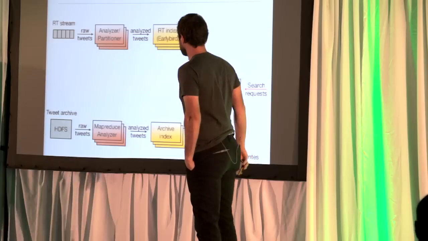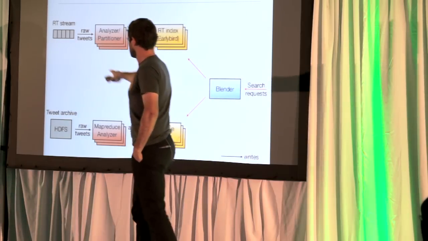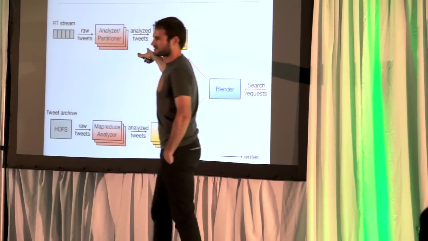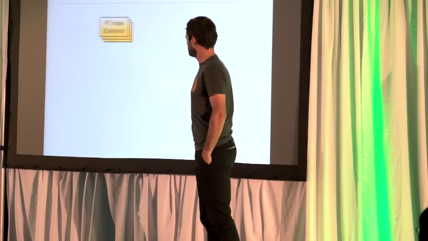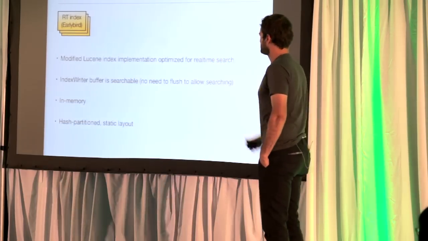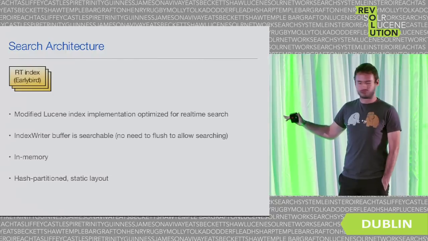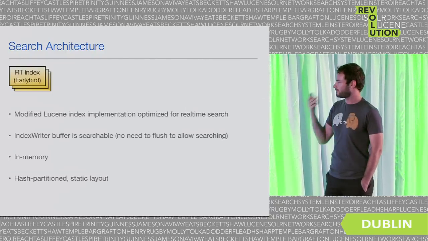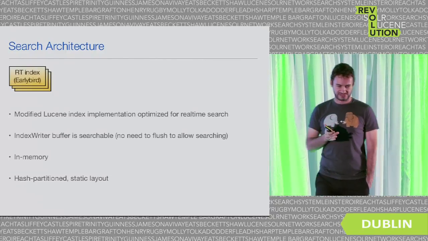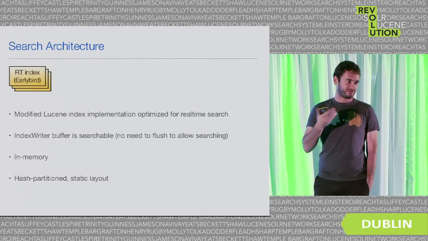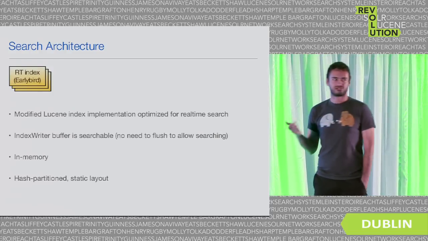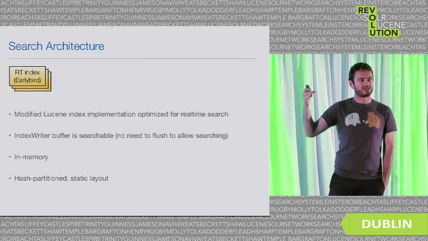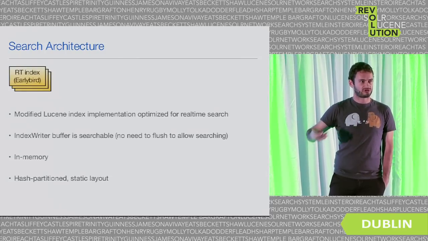So that's what the analyzer and partitioner is doing. You can see raw tweets come in, analyzed tweets come out, and get sent to the Earlybird indexer. That Earlybird index, as I said, is a modified Lucene version optimized for real-time search, which I'm going to talk about. One of the big differences compared to Lucene, if you have used Lucene's near real-time search feature, is that we don't have to flush any in-memory data structures to disk in order to search them.